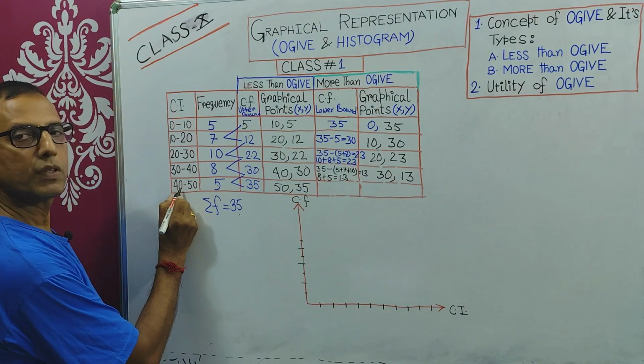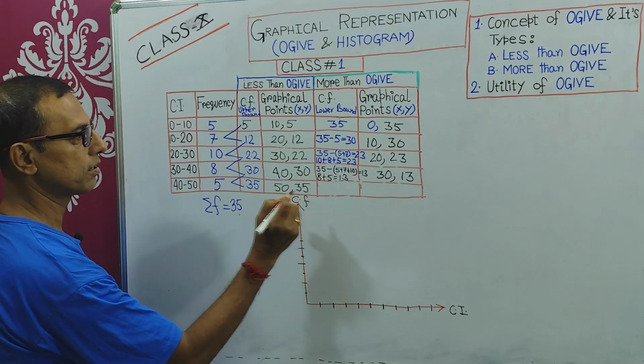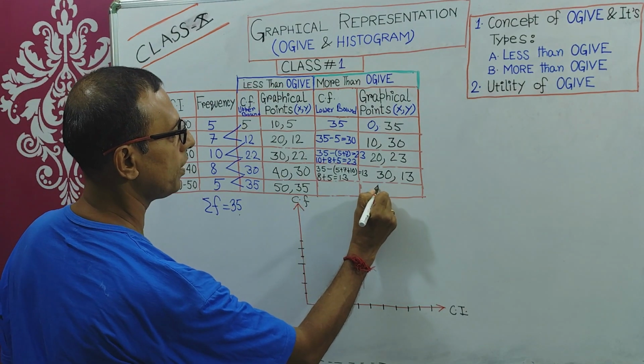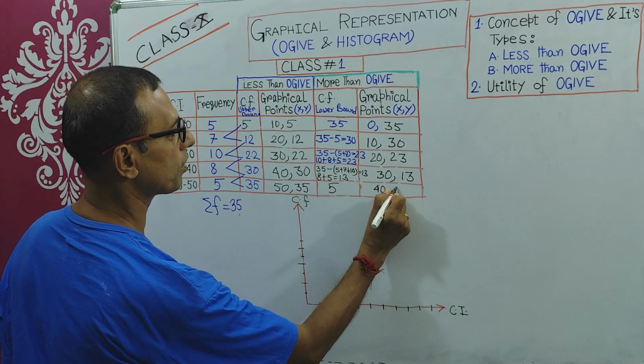40 and above, you have only 5 points. So that will be 40 and 5. So cumulative frequency will be 5. So 40 and 5.